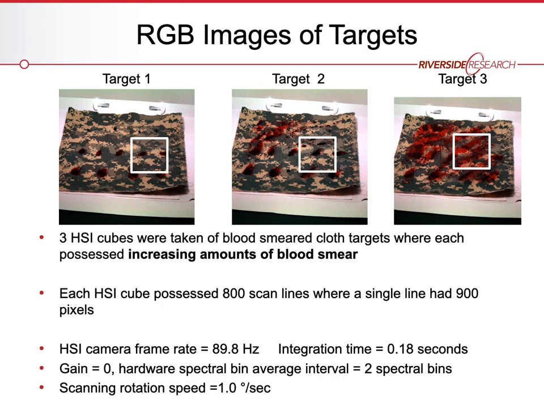Shown here are the RGB images of the targets. In each target, going from left to right, you have increasing amounts of blood smears. So the total mass of blood in all the cloths is equal, but the amount of smearing increases as you go from target 1 to target 2 to target 3. Three HSI cubes were taken of the blood smeared cloth targets, where each possessed increasing amounts of blood smear. Each HSI cube possessed 800 scan lines, where a single line had 900 pixels, and the rest of the HSI specs are shown below. You can read that at your leisure.